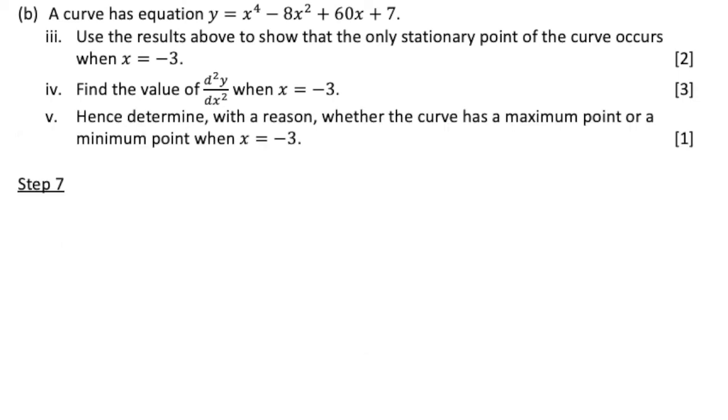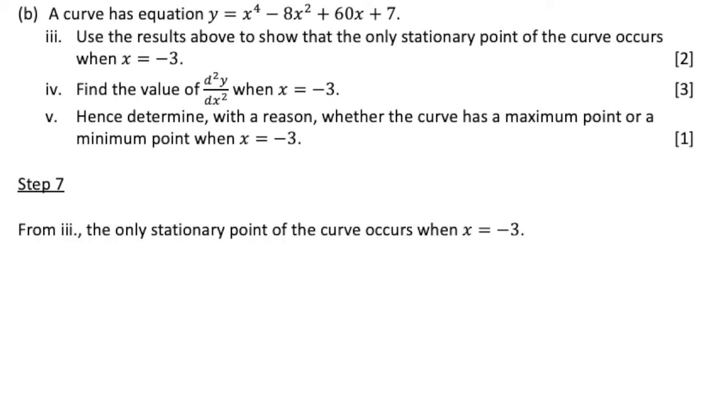It says, hence determine with a reason whether the curve has a maximum point or a minimum point when x equals negative 3. A lot of words there, but only one mark. So this must be a pretty short thing. So remember, what we have found so far, and this is why I've left question part 3 up on the screen there. We found from part 3 the only stationary point of the curve occurs when x equals negative 3. And from part 4, we discovered that at that value of x, the second derivative is 92.